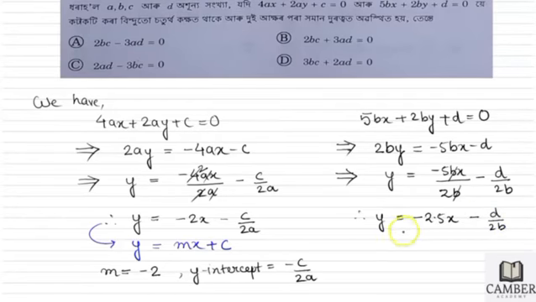Similarly, we can compare it with y equal to mx plus c. So from here we get the slope m is equal to minus 2.5 and the y-intercept is equal to minus d by 2b, right?